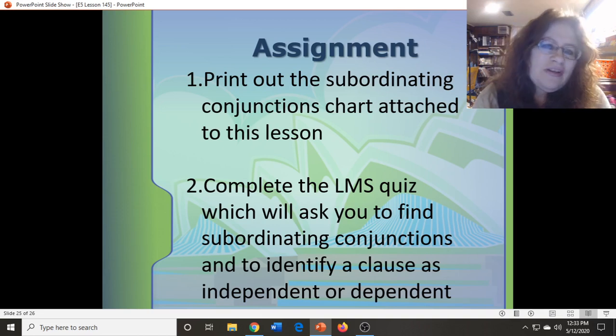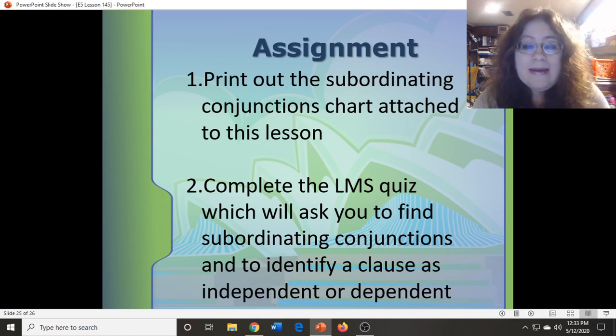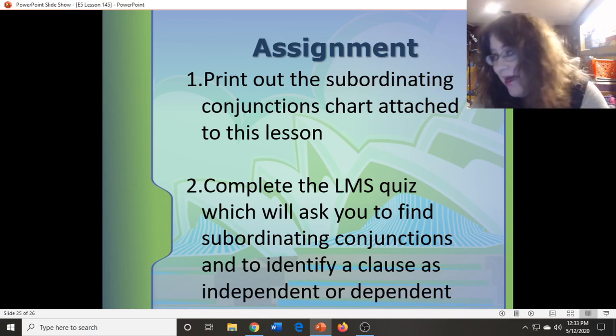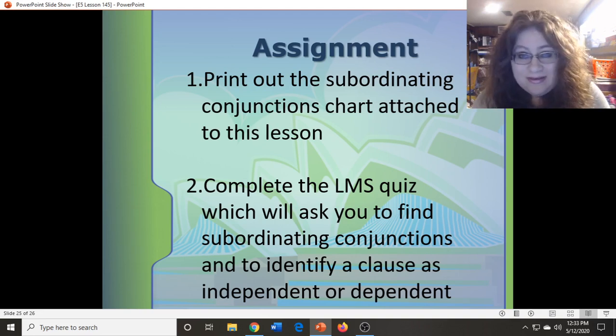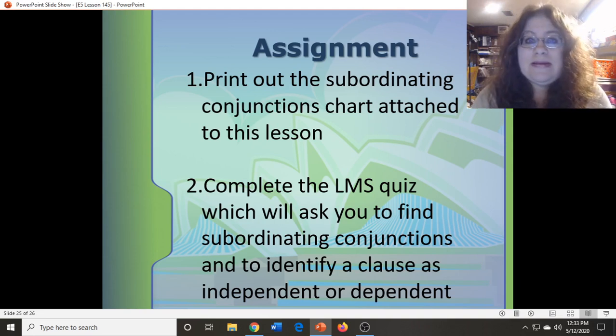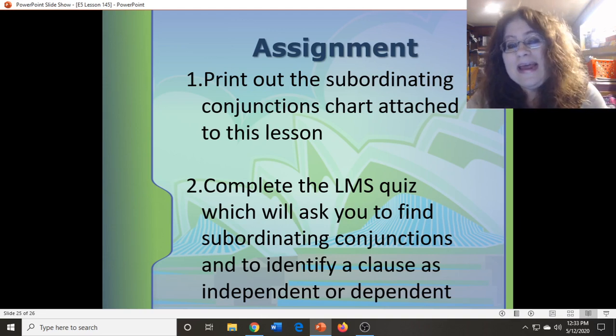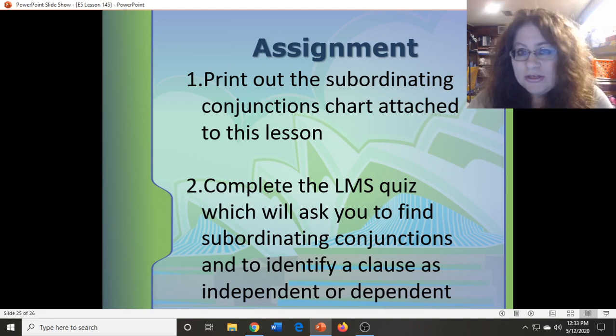And then I'm going to ask you to look at some clauses and tell me, is it independent? Remember, independent means it's a sentence. It can stand alone. It does not have a subordinating conjunction. Or is the clause dependent? It cannot stand by itself. It needs more information, and it starts with a subordinating conjunction. So that's the difference between the two. And in this LMS quiz, I'll be able to see whether you understand the concept that we worked on today.